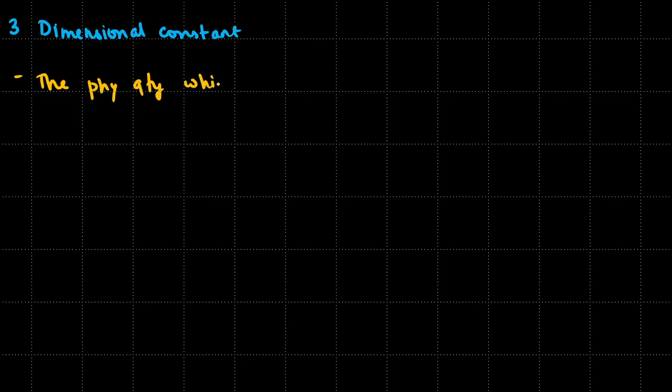So the third one that we're going to talk about is dimensional constant. So pretty clear from the topic it seems, but let's write the definition. The physical quantity which has dimension and fixed value. So think of something that has a dimension but has a fixed value.